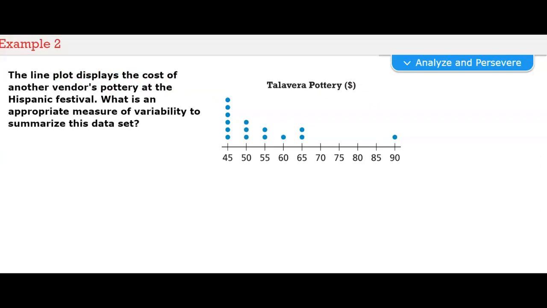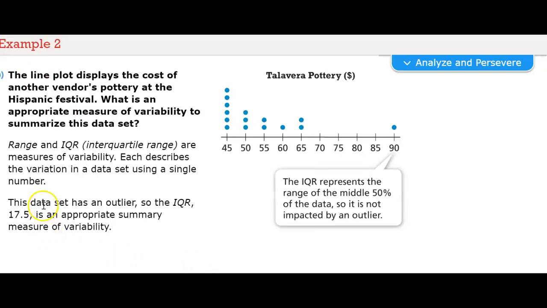The line plot displays the cost of another vendor's pottery at the Hispanic festival. What is an appropriate measure of variability to summarize this data set? Range and IQR, interquartile range, are measures of variability. Each describes the variation in a data set using a single number. This data set has an outlier. So the IQR, 17 and 5/10, is an appropriate summary measure of variability.